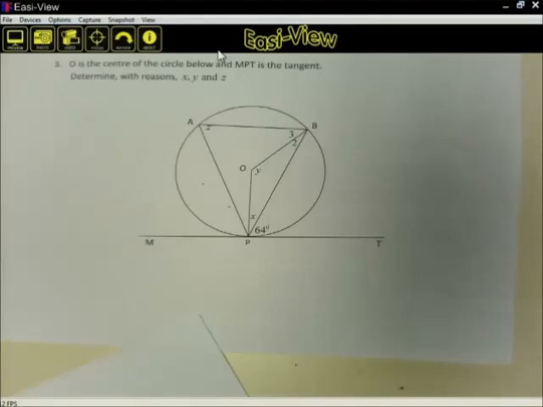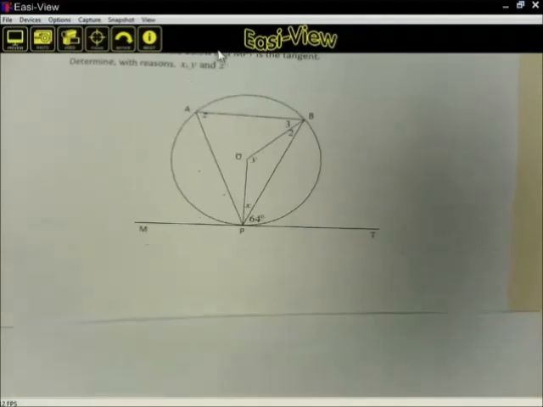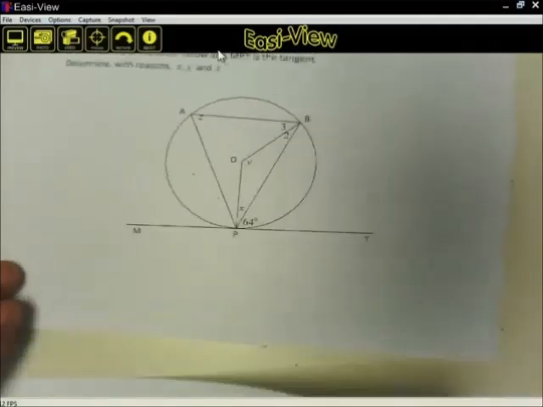I'm telling you, definitely, we can come across the proof of the theorem, followed by the application of the theorem, and then there must be calculations before we can go to the questions that require you to prove. Let's solve this one then. O is the center, that is key. MPT is a tangent. The question states: determine, with reasons, X, Y, and Z.